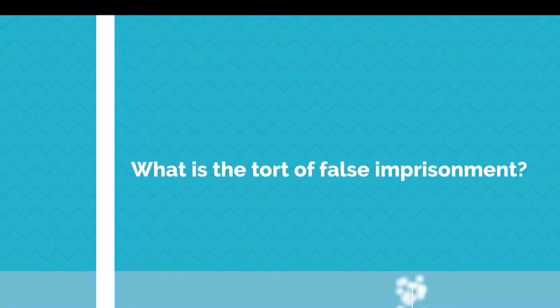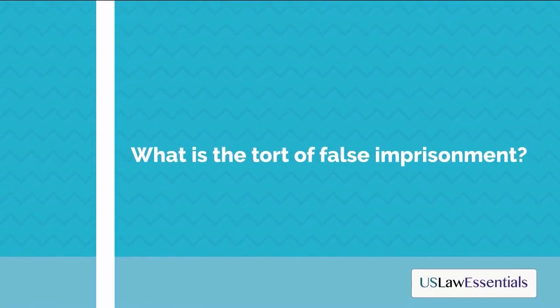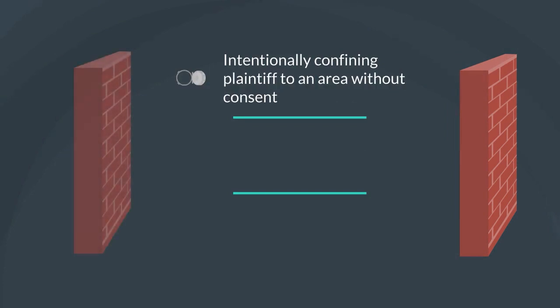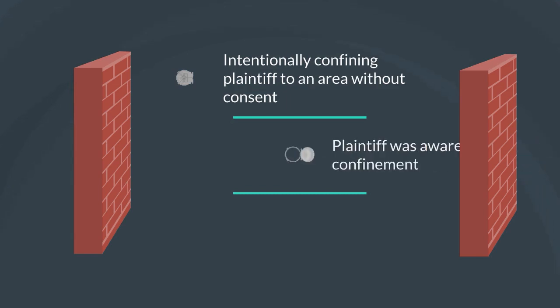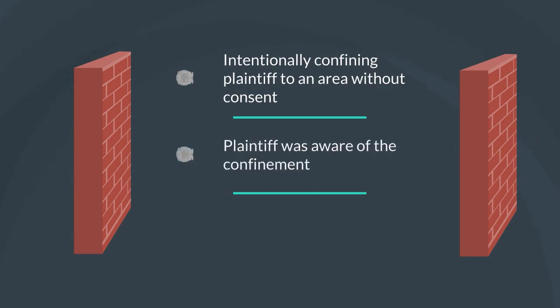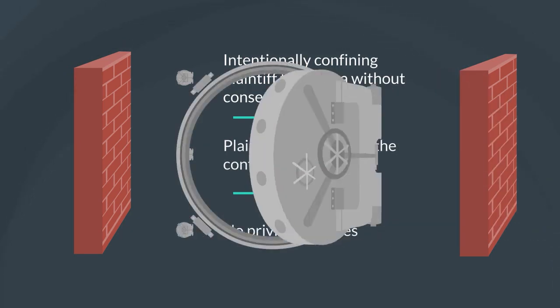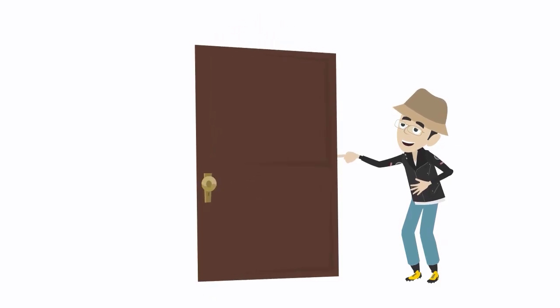In this video, we will introduce the tort of false imprisonment. A plaintiff should prevail on a claim of false imprisonment where the defendant intentionally confined the plaintiff to an enclosed area without the plaintiff's consent, where plaintiff was aware of the confinement, and where no privilege applies to the defendant's activities. So let's say David shuts the door on Perry, and now Perry's inside a room.